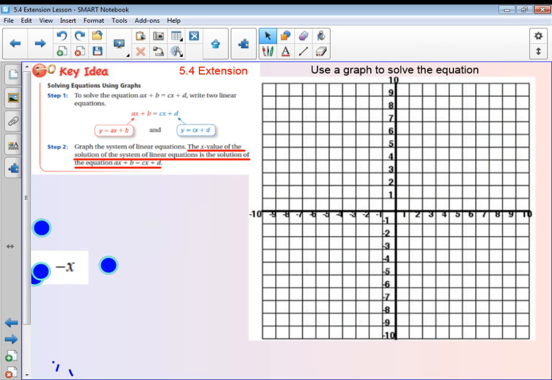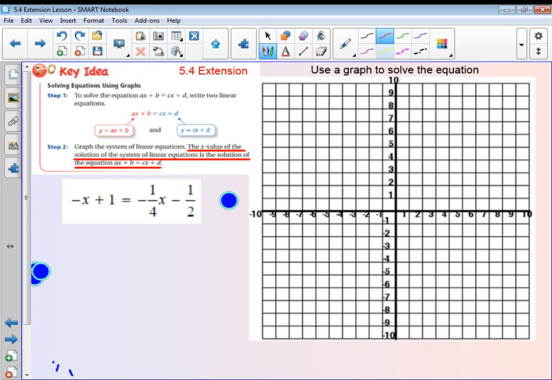Okay, let's try one more. All right, we have a negative x plus 1 and a negative 1/4 x minus a half. So this one's kind of tricky, in my opinion, to graph. Why? Because of this equation. You guys are used to always graphing on a whole number. Now we can graph this, and I'll prove to you that we can graph it. Sometimes it's hard then to count out your slope from that.